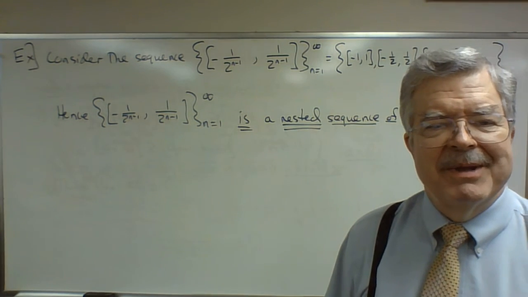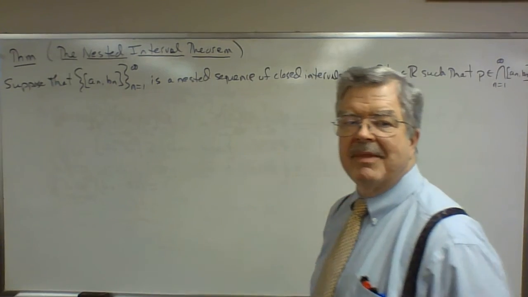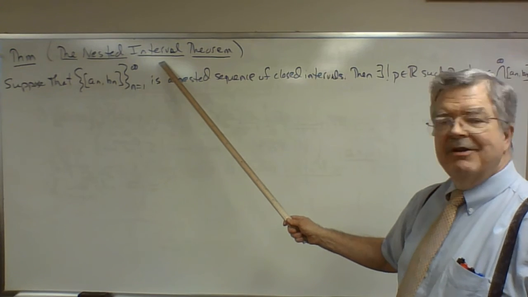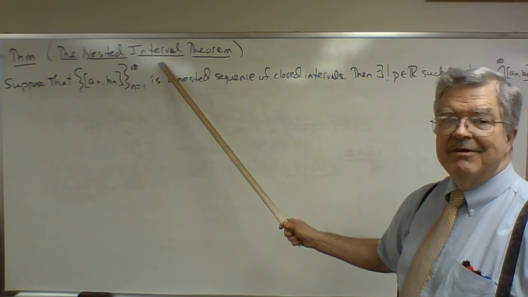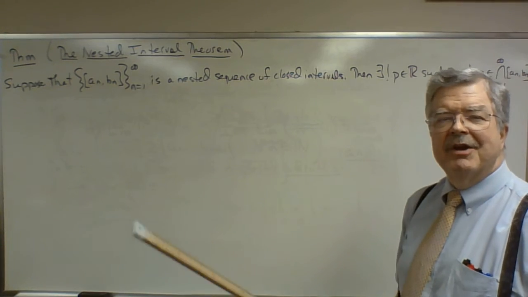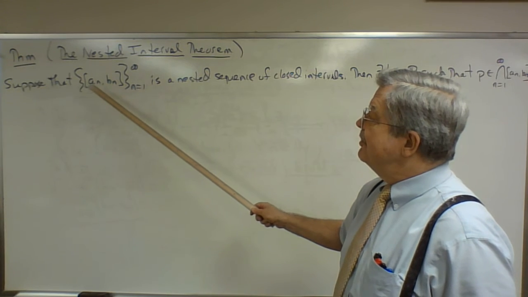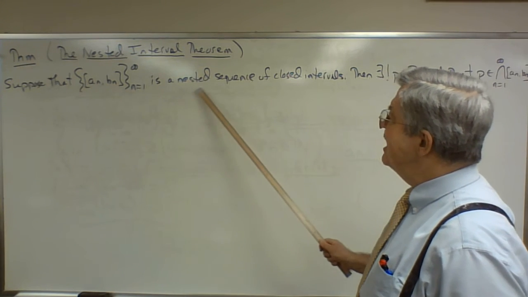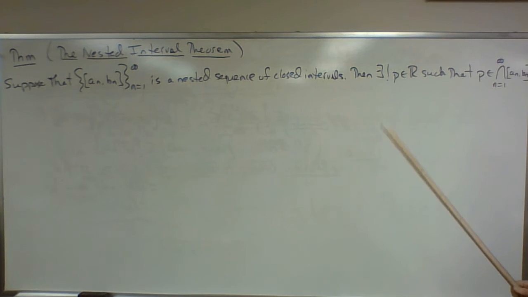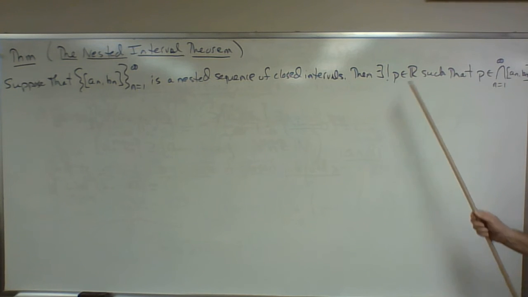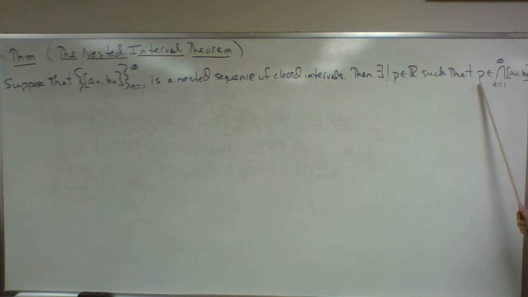I smell a theorem coming up. Okay, here's our theorem. Interestingly enough, it's called the nested interval theorem. So this is going to be one of those that we have to memorize. Suppose that a sub n, b sub n is a nested sequence of closed intervals. Then there exists a unique real number p such that p is in the intersection of all of the intervals a sub n, b sub n.